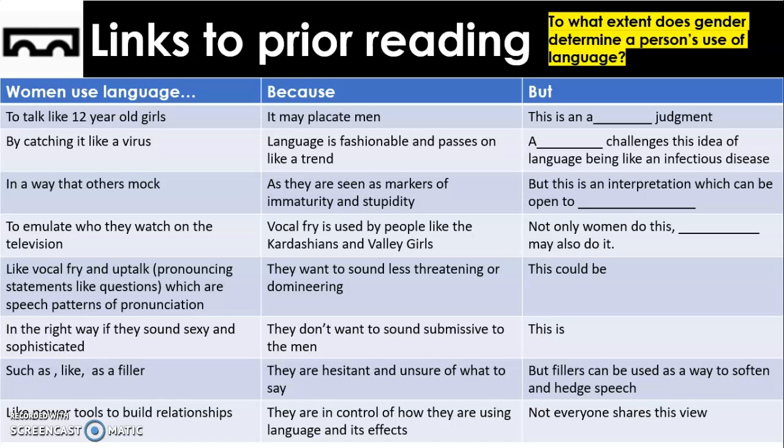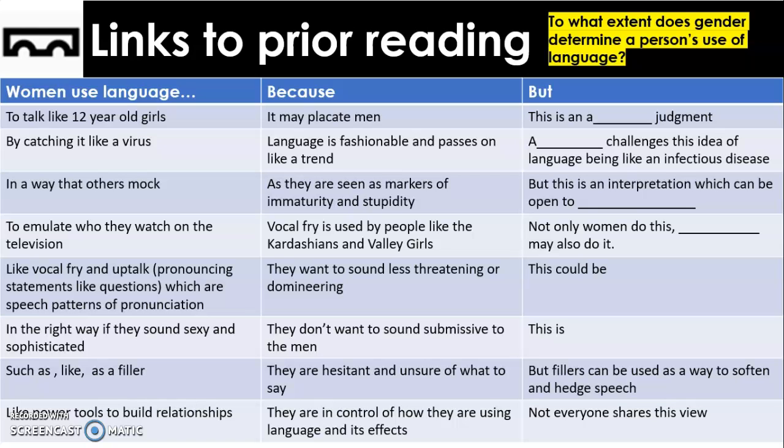So complete that one. Women use language to emulate who they watch on television because vocal fry is used by people like the Kardashians and Valley Girls. But not only women do this, men may also do it. So can you think of any other groups that might be influenced by the media and what they see on television, to create a counter challenge there?